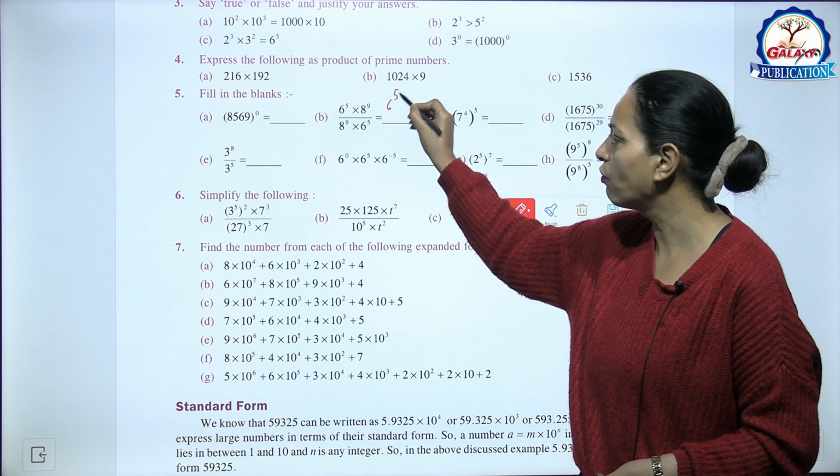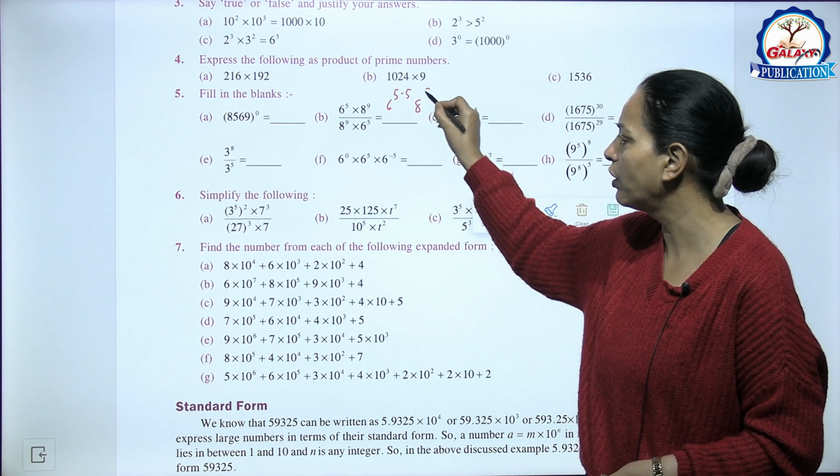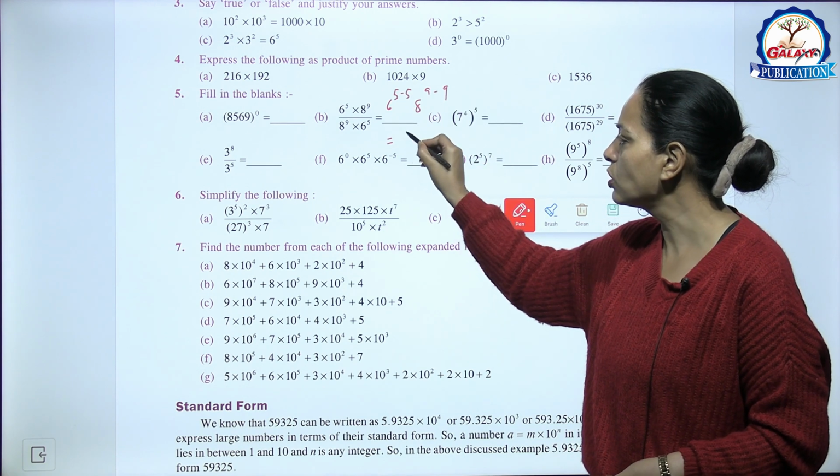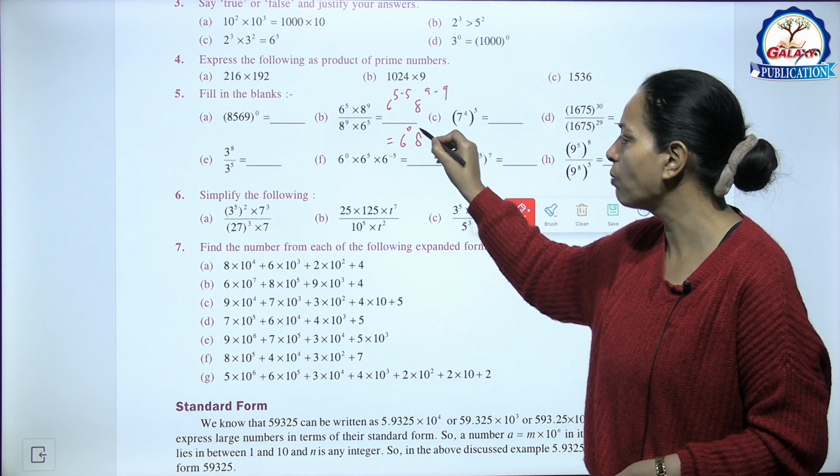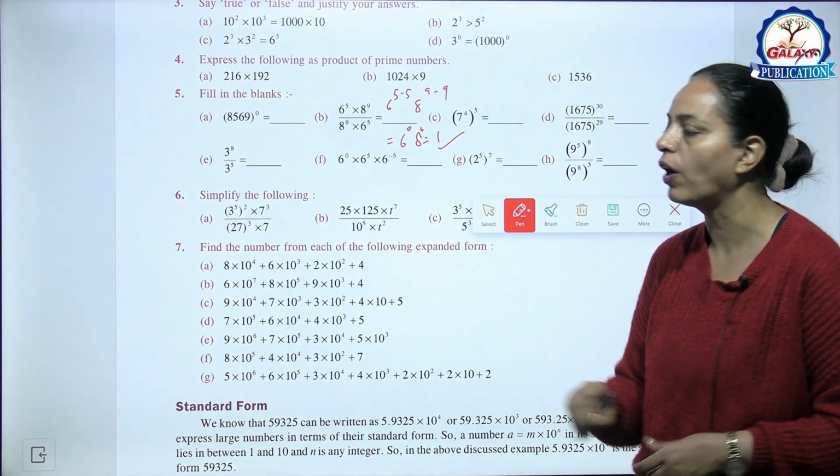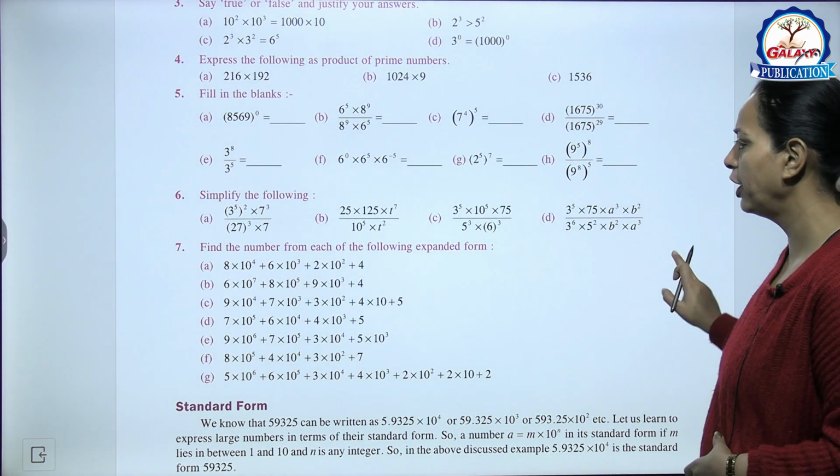So 6 raised to power 5 minus 5, 8 raised to power 9 minus 9. So 6 raised to power 0, 8 raised to power 0, that is 1, right? Similarly, you can try remaining parts.